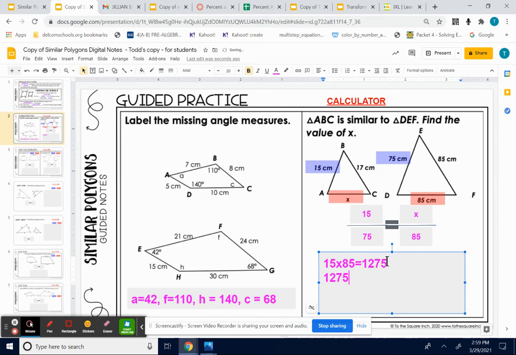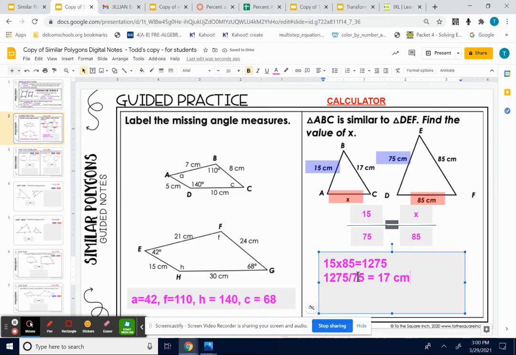Then take that 1275 and divide it by the number in the wing that does not have a partner. See, the 75 doesn't have a buddy. So you're going to take that 1275 divided by 75, and that gives you 17. So the missing side is 17 centimeters.